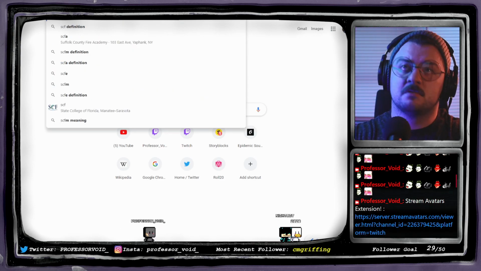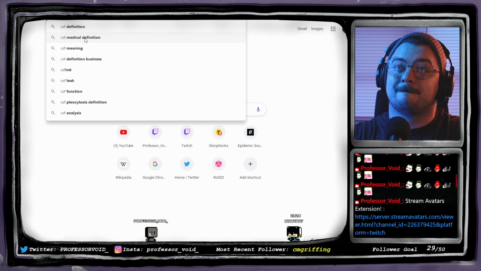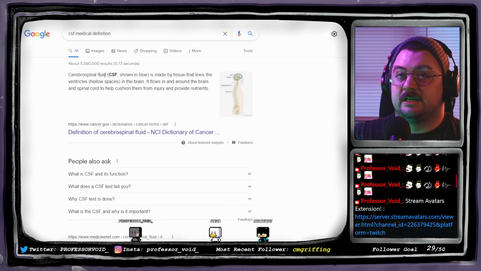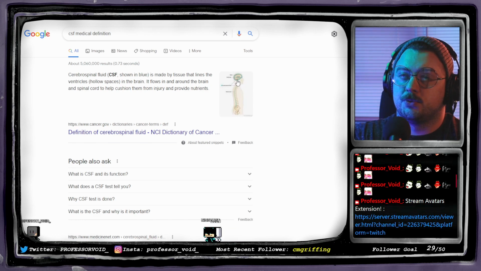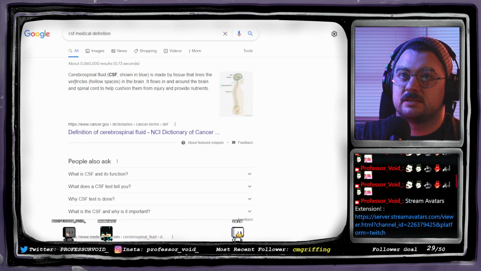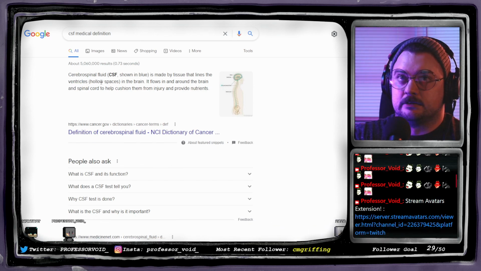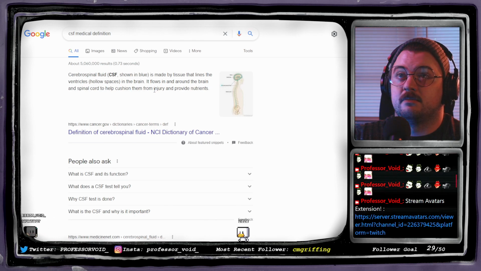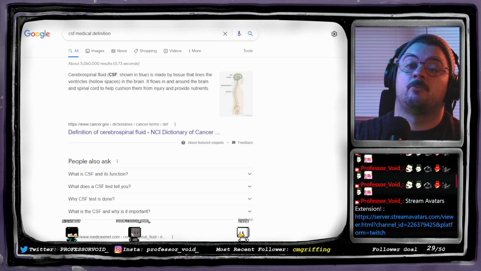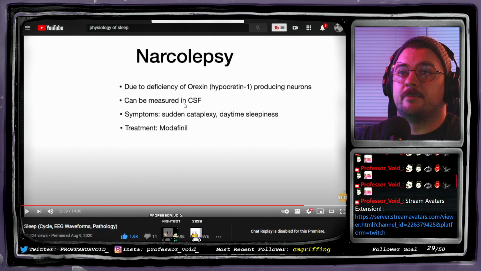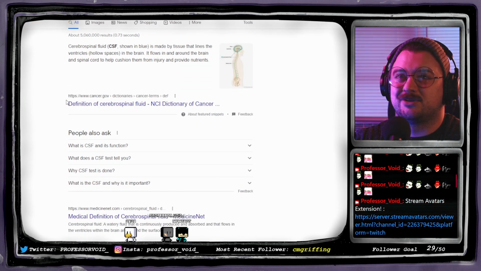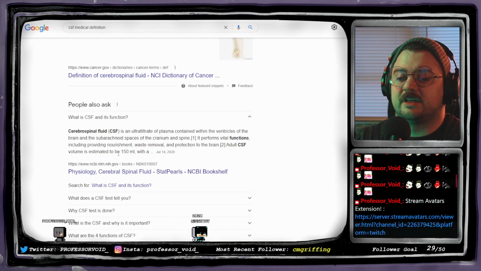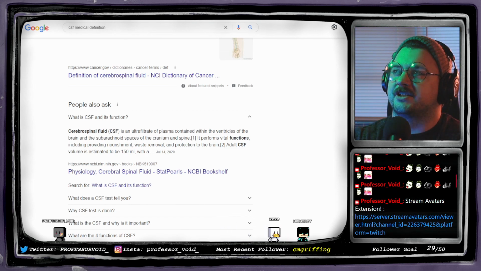Cerebrospinal fluid, shown in blue, is made by tissue that lines the ventricles, hollow spaces in the brain. It flows in and around the brain and spinal cord to help cushion them from injury and provide nutrients. Oh, so our brain is pickled, basically. Can be measured in CSF. Is that what it is? What is even its function? Estimated to be 150 milliliters. Oh, so they test the fluid? I'm very much guessing here, but okay.